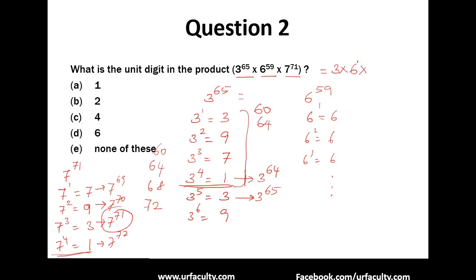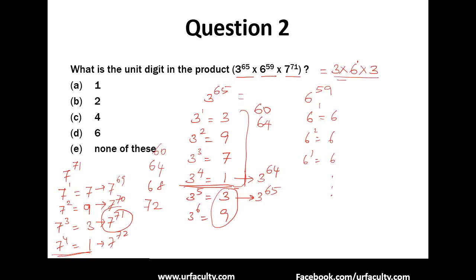And remember, the powers are all multiples of 4 because it follows a cyclicity. After every fourth power, the unit digit starts repeating. So that's what you see here, and that's what you see in the case of 7. So the unit place of 7 to the power of 71 can be equated to 7 to the power of 3, and hence I write here 3.